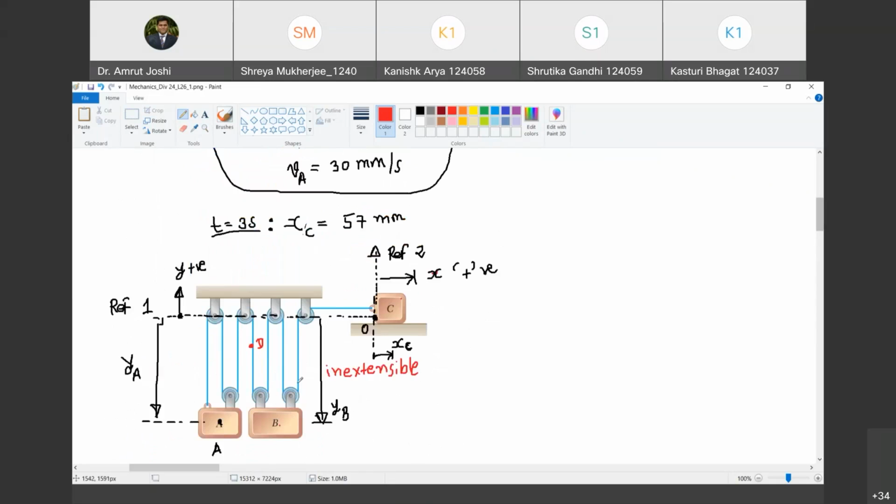Okay. Now, can we write down this length of cable in terms of YA, YB and XC? Easily. How to write it? Just watch. I will try to write this.